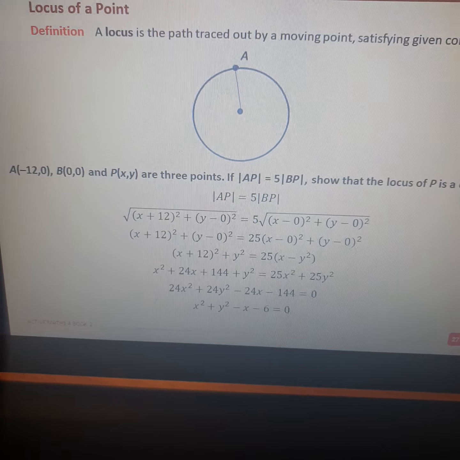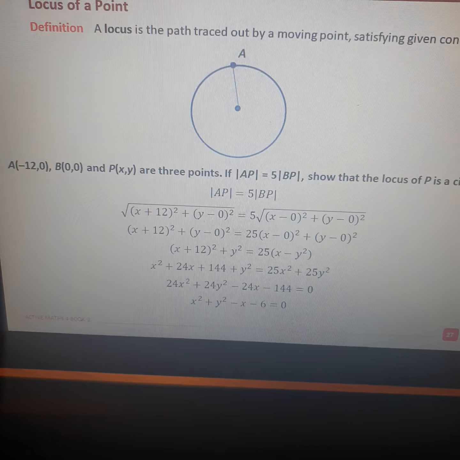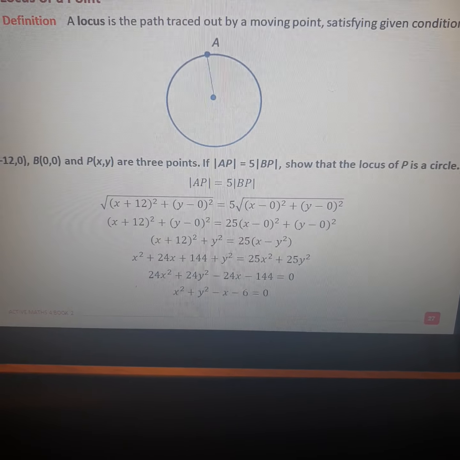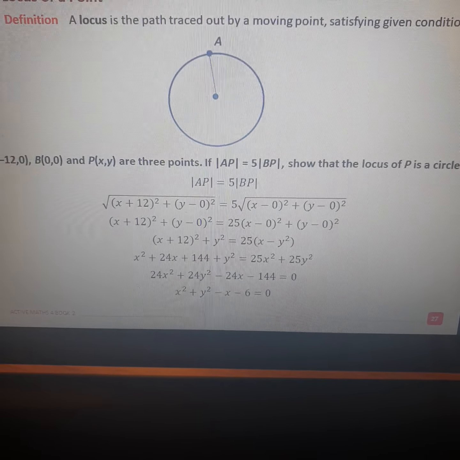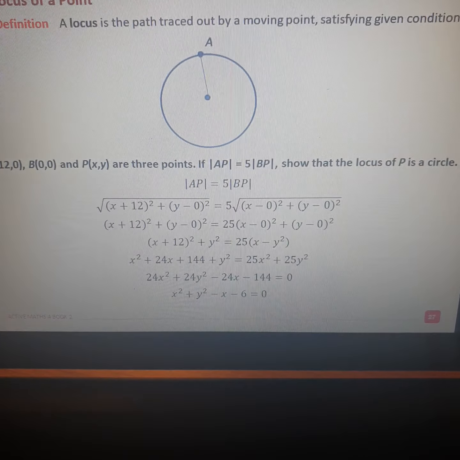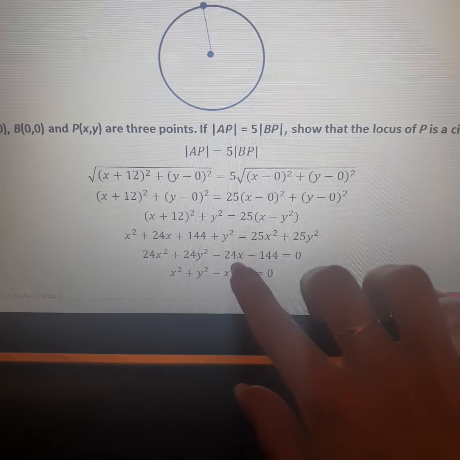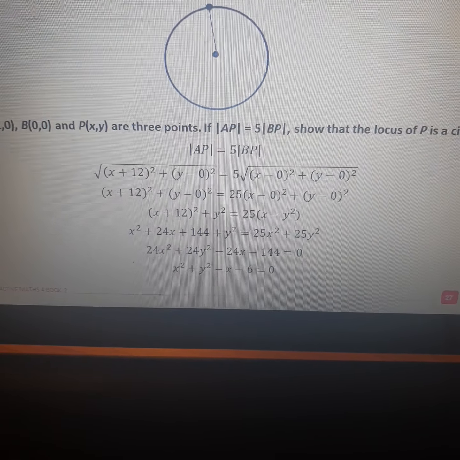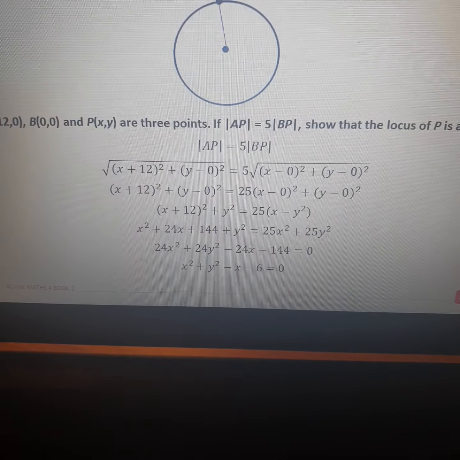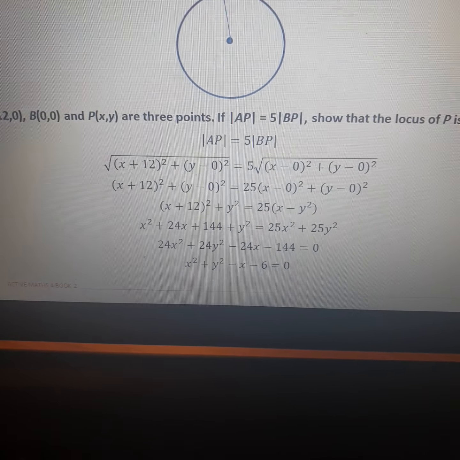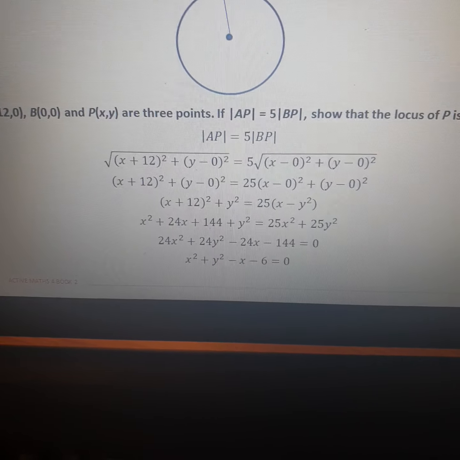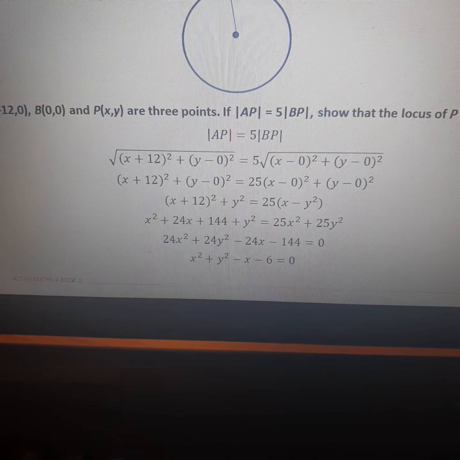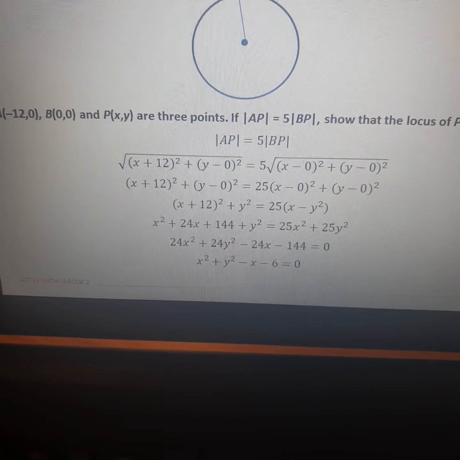This particular question is just getting you to use that concept or theory to show that the locus of P, if the distance AP is equal to 5 times BP, is traced out, and that P is the actual locus that traces out the equation of this circle. And it is an equation of a circle because it is in the format of a second degree equation: x squared, y squared, minus x, minus 6, the coefficients of x squared and y squared are 1, the highest power of our variables is 2, and there's no xy term.